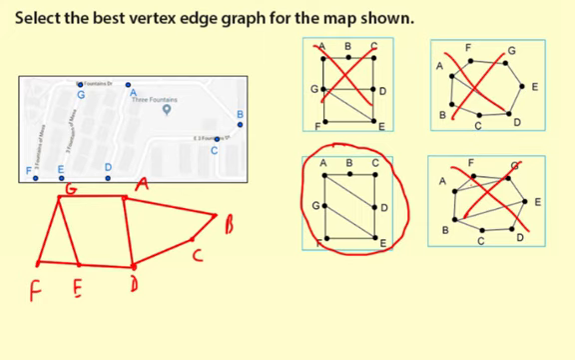Okay, so that's the process for finding a vertex edge graph for a map. I just decided to draw my own graph and then compare it. But if you feel like you're comfortable going right from the map and then comparing the vertex edge graphs that are given, you can definitely do that too. Whatever method works better for you is fine.